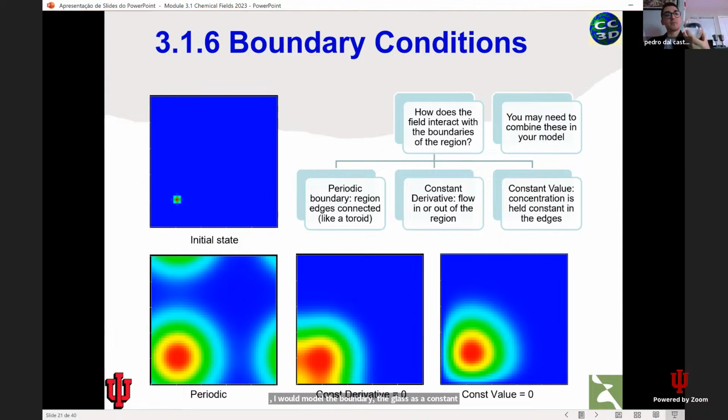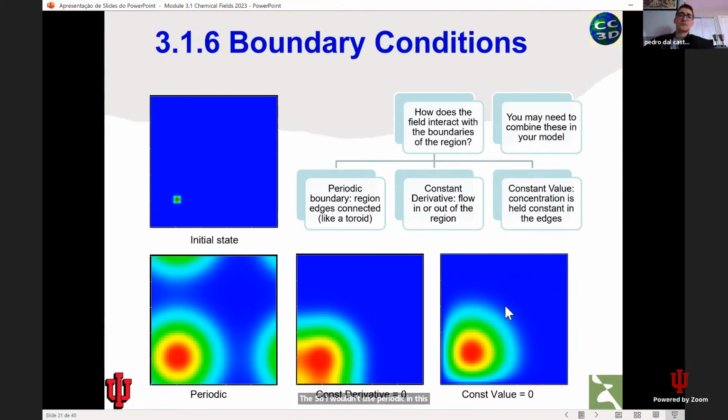Not periodic, because if it was periodic, and I put a drop of dye here on the left, it would spread, and as it reaches this boundary, it starts appearing on this end, which doesn't make sense, right? So I wouldn't use periodic in this case.